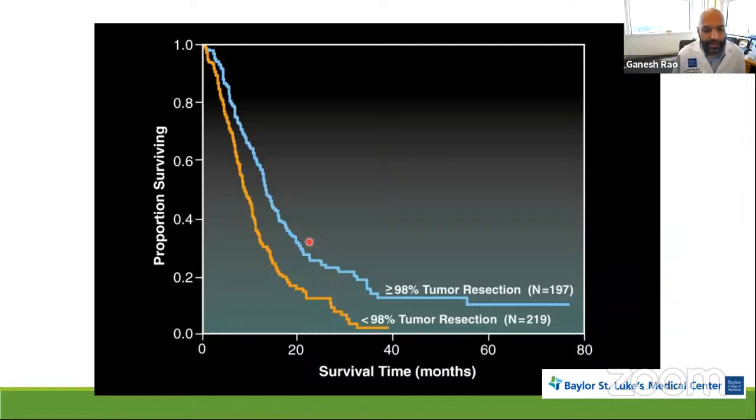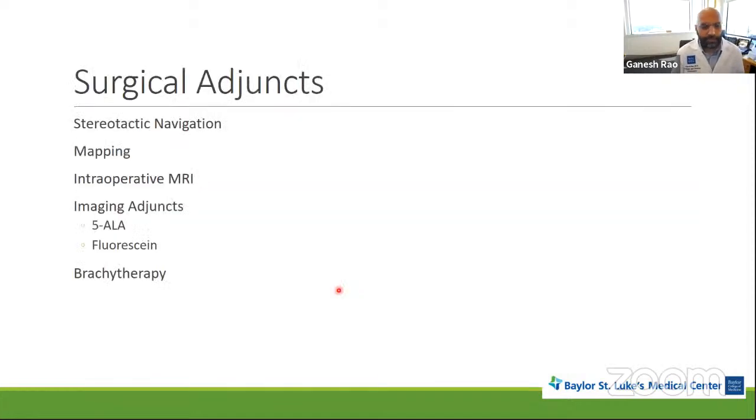And this is a paper that I highlight, really one of the first studies to show a significant separation of survival curves depending on how much tumor you were able to get out. This paper, in fact, shows that once you cross the 98% resection threshold, you get the widest separation of the curves, but really you start to see an improvement in survival when you cross about 80%. And more recent studies by the University of California, San Francisco group have shown that number as low as 79%.